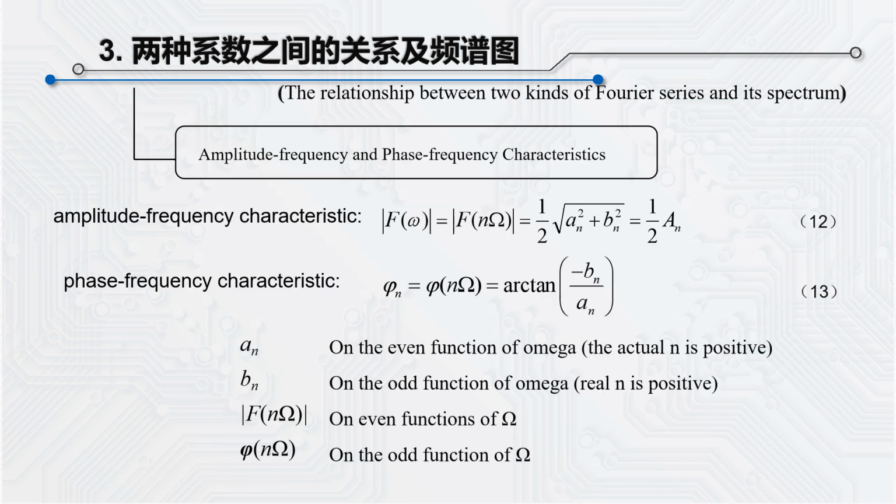From Formula 12, we can find the amplitude frequency characteristic, the absolute value of F(n omega). The exponential coefficient is equal to 1/2 of the trigonometric coefficient. The phase frequency characteristic phi n is described by Formula 13. Obviously, an is an even function of omega. bn is an odd function of omega. The amplitude frequency characteristic is an even function of omega. The phase frequency characteristic is an odd function of omega.